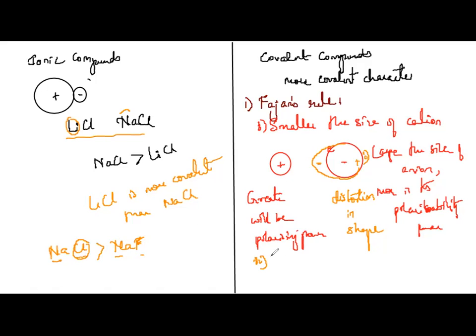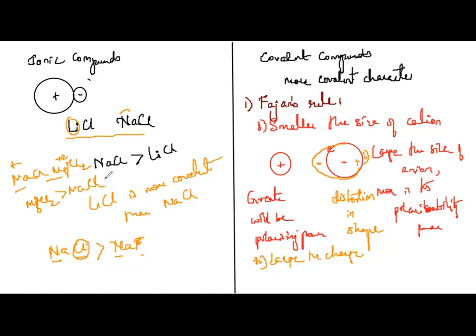The third point says, larger the charge on any of the ions. So consider NaCl and MgCl2. Here Na has plus 1, Mg has plus 2. So larger the charge on either of the two ions, what will happen? As the charge on the ion increases, the electrostatic attraction of the cation for the outer electrons of the anion also increases. The ability for forming a covalent bond also increases. So I can say MgCl2 is more covalent than NaCl.